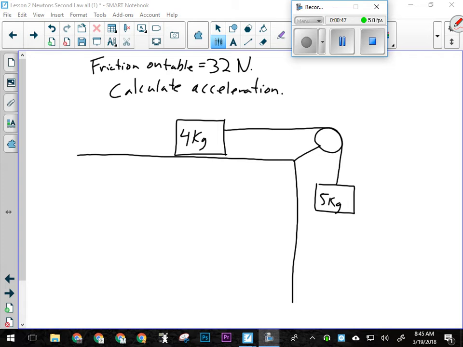But because these two objects are connected by a rope, their motion has to be similar. In fact, not just similar, but exactly the same. It is not possible for the 5-kilogram block to accelerate faster or slower than the 4-kilogram block, because the 5-kilogram block is pulling the 4-kilogram block. They have to move together.